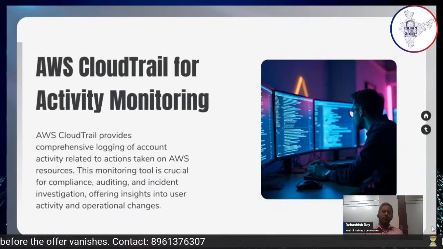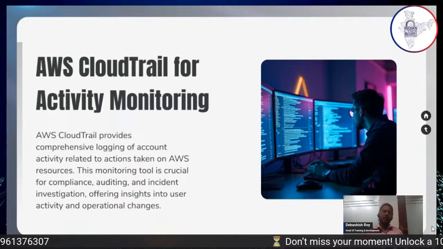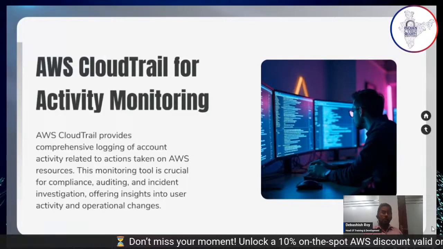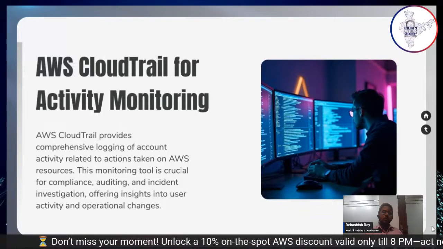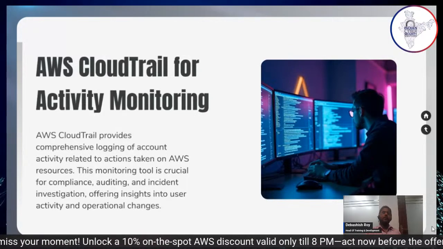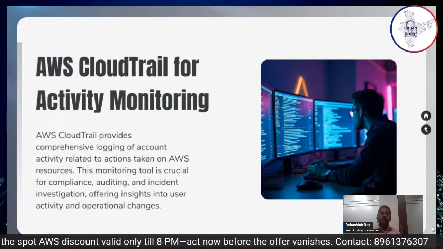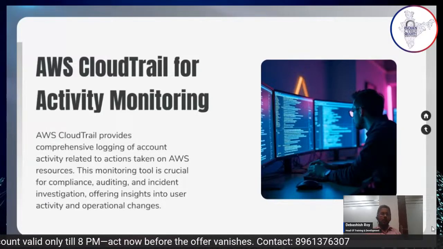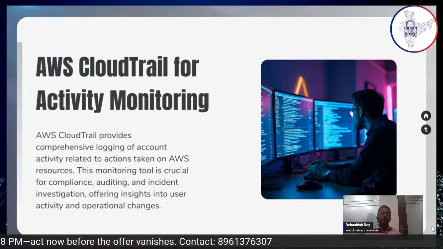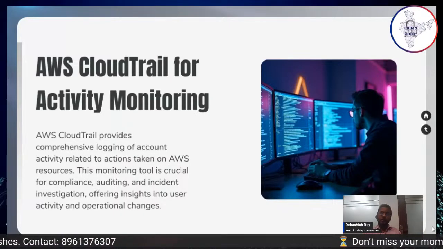Then AWS CloudTrail for activity monitoring. CloudTrail provides comprehensive logging of account activity related to actions taken on AWS, say the API calls. So all these things can be logged into CloudTrail. CloudWatch is only for the hardware resources mainly, but CloudTrail is for the software, the applications, the API logging and auditing and incident reporting, incident investigation, and it offers insights into user activity and operational changes.